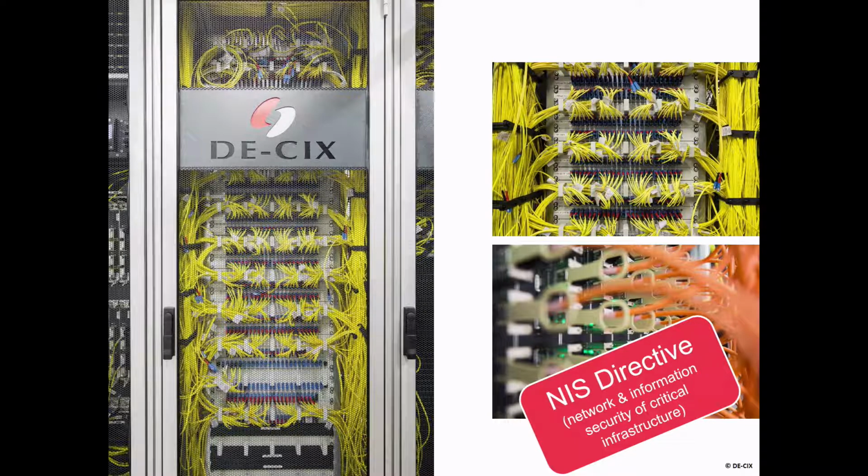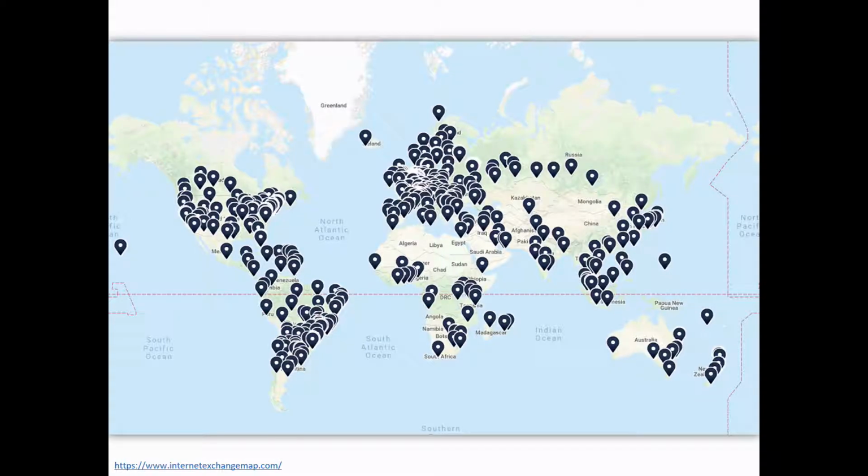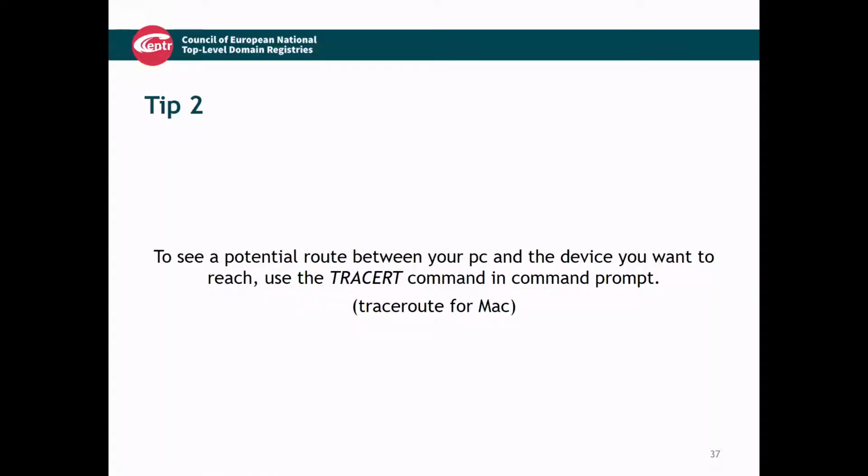Relevant to policy and policy discussions about these internet exchanges is the Network and Information Security Directive. More and more core internet infrastructure is considered to be critical infrastructure, and as such, some of the rules and regulations apply. As for the spread of internet exchanges across the world, you see that Africa still has a bit of catching up to do, but it's already an enormous difference from a few years ago. And Europe has a very high density of these internet exchanges.